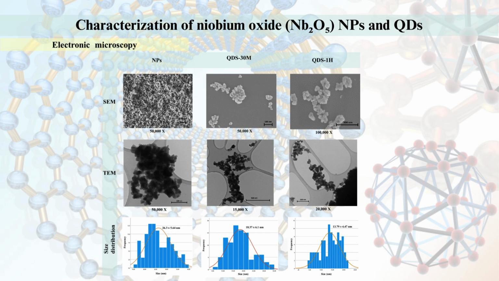Scanning electron microscopy and transmission electron microscopy images, along with size distribution of niobium pentoxide nanoparticles and quantum dots obtained after different acid treatment times, 30 minutes and 1 hour. A progressive decrease in the average particle size is observed, from 26.3 ± 5.64 nanometers for nanoparticles to 18.37 ± 6.1 nanometers and 13.79 ± 4.47 nanometers for quantum dots treated for 30 minutes and 1 hour, respectively. Furthermore, it is observed that the predominant morphology in NPs and QDs is quasi-spherical.